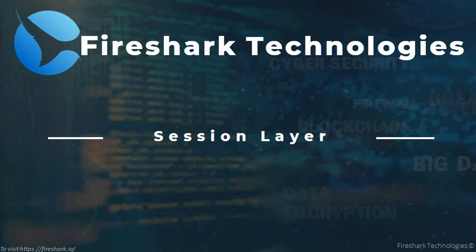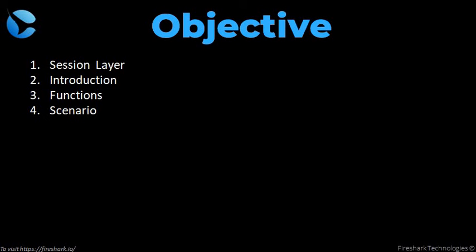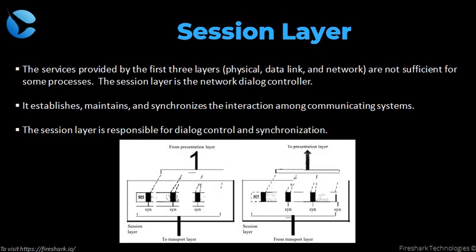Today we will discuss the session layer, which is the sixth layer of the OSI model. In our previous lectures, we have already covered five layers of the OSI model. Now, the session layer. These are the objectives that we will cover in today's video. Session layer.